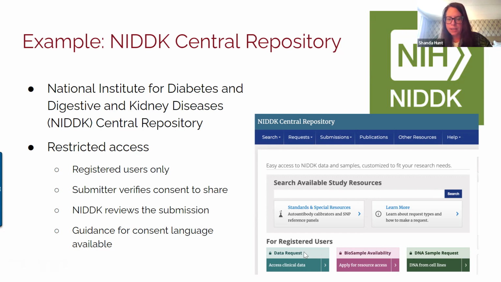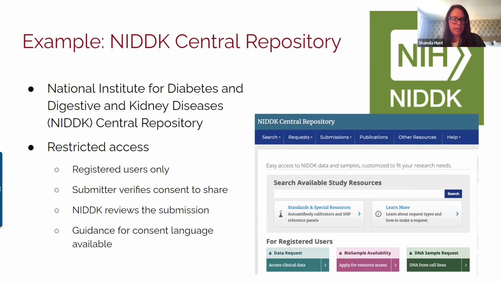So data requests, it has a little lock next to it. Biosample availability, a little lock next to it. So that means the data is discoverable. You can come to this repository and discover that this data exists here, but it's actually locked up until you register and NIDDK can verify who you are. And then you will be either accepted and you can access the data, or you will be denied and you will not be able to access the data. So that's what a restricted access repository does.